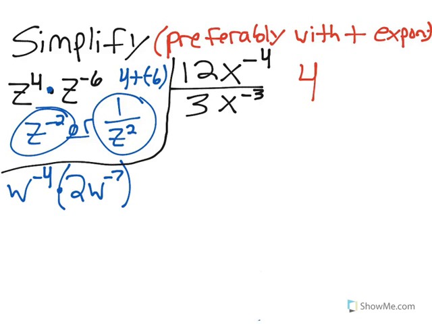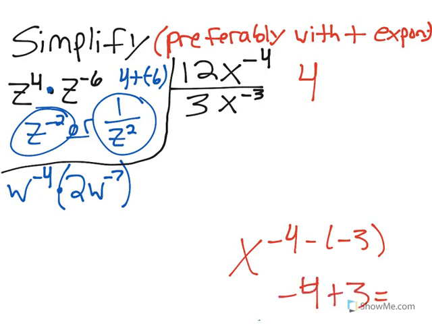So x to the negative 4 minus negative 3. Now, when you minus a negative, you've got to remember your negative skills from 7th grade: when you minus a negative, it ends up becoming adding. So what you really have is negative 4 plus 3, and that's going to be negative 1. So your x is going to be to the negative 1 power up here. 4 times x to the negative 1 power.